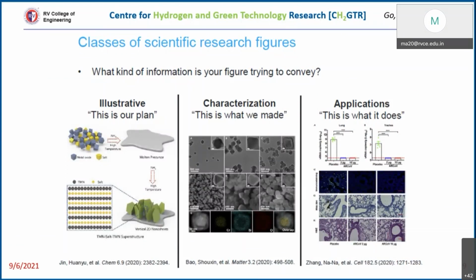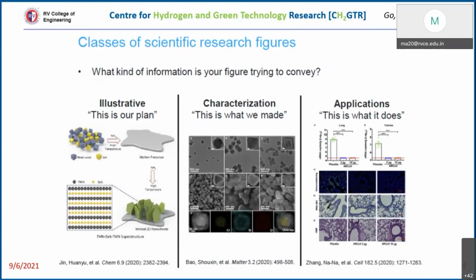Next is when it comes to characterization. You have synthesized some material, so you want to show the characterization. It could be some images or XRD or something else. Those things you show under characterization. So that is a category where you show what you have made. This is what we made. That is one category of pictures that you use in scientific writing.